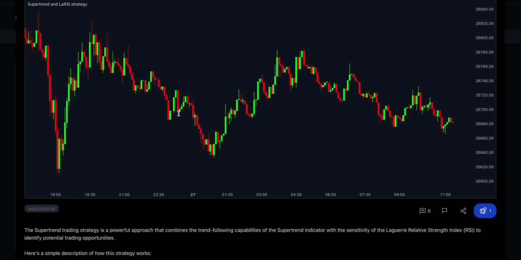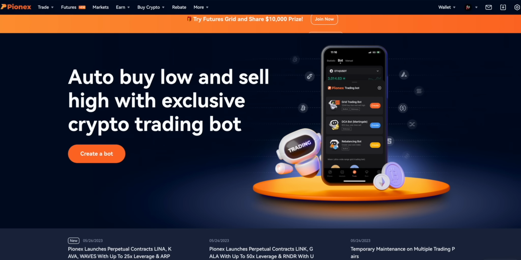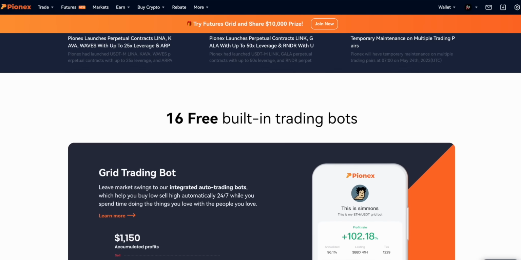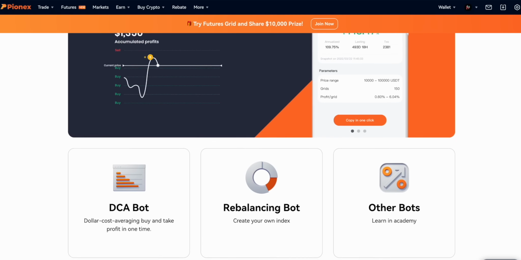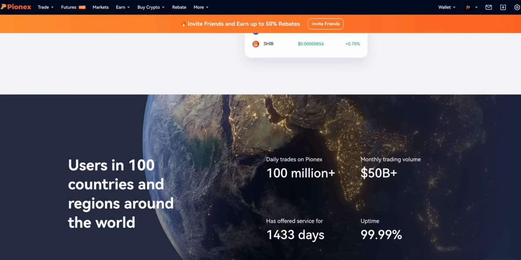Now let's automate this script with Pionex and start earning passive income. First, register on Pionex.com, a cryptocurrency exchange with built-in trading bots. You can access 16 unique trading bots with no additional fee. These bots allow you to automate your investing strategy, so you don't need to constantly monitor the market.